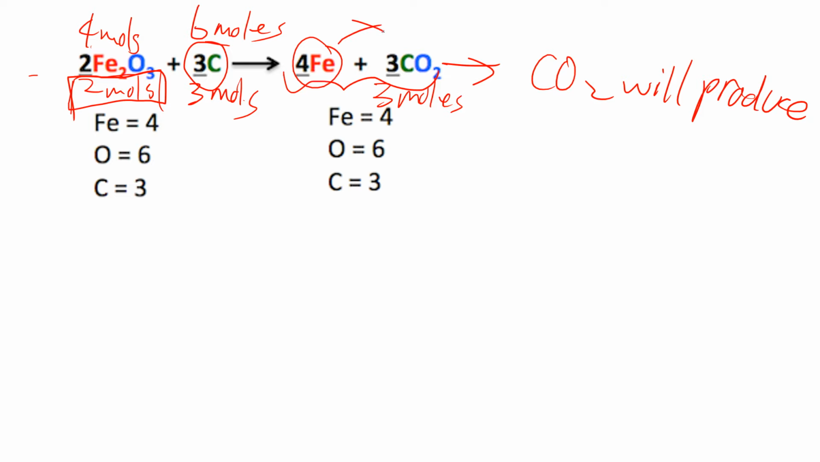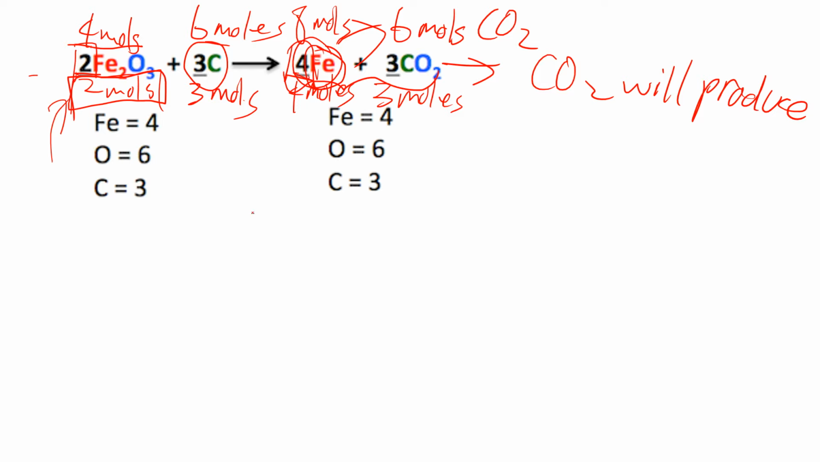And how much iron will we produce? We'll produce 4 moles, because for every 2 moles of iron oxide, we produce 4 moles of iron. The reason for that is for every 2 particles of iron oxide, we produce 4 particles of iron, and when you change that to moles, it's still the same. What if we had 4 moles of iron oxide? We would produce 6 moles of carbon dioxide, and we would produce 8 moles of iron.